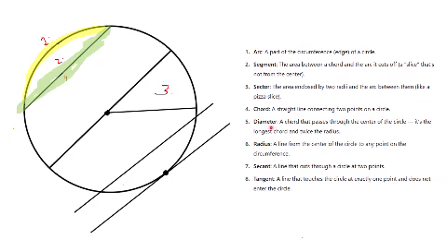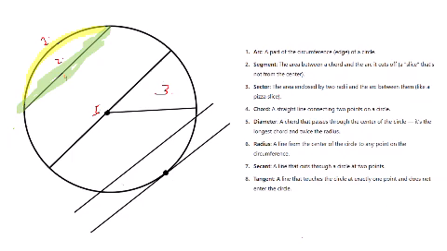Then we have diameter. Diameter is a chord that passes through the center of the circle. It's the longest chord and twice the radius. So for example, from the center of the circle to the circumference is your radius. So if you look at the diameter, it's twice the radius. So this is the half and this is another half. So together this will make your whole diameter. So number 5 is your diameter.